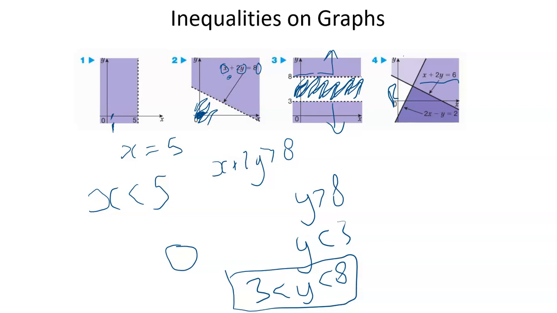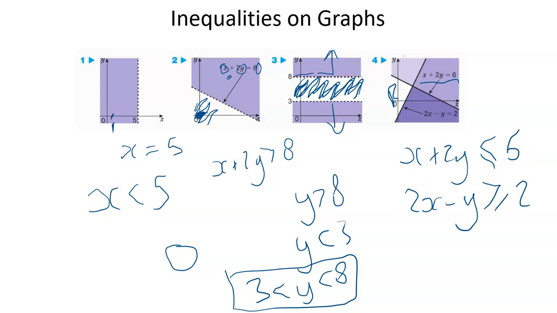I want to be lower than that line, so it's going to be x plus 2y is less than or equal to, because it's a solid line, 6. But I want to be higher than this line here. I want to be above it, on the vertical axis above it. So we're going to say 2x minus y is greater than or equal to 2, to be above that line. And again, it's got the equals because it has a solid line.